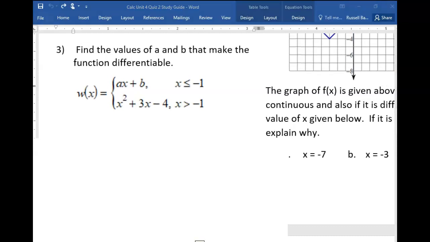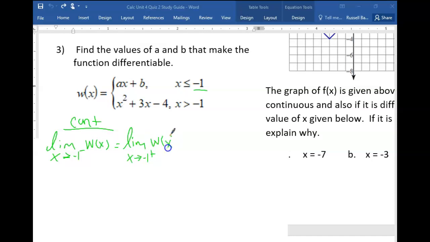All right, here's another question we looked at. We have a piecewise function, and we want to find the values of a and b that make this thing differentiable. So the first thing we want to do is make sure that it's a continuous function. In other words, we want to make sure that the top function connects to the bottom function, and the only way that's going to happen is if the limit to the left of our boundary point is converging to the same point as we approach negative 1 from the right of our boundary point. So basically, we're just going to plug negative 1 into the top function for x, and we're going to plug negative 1 into the bottom of our function there.